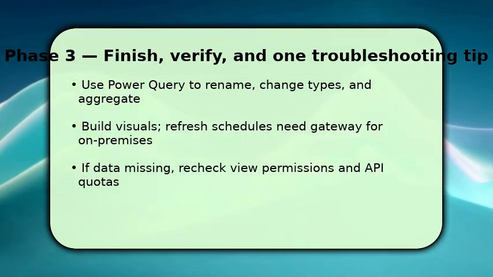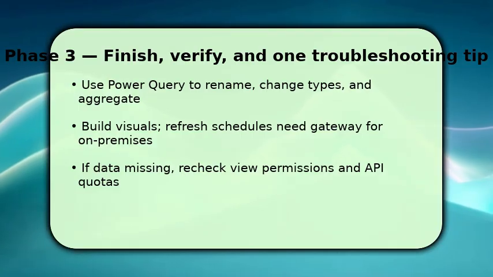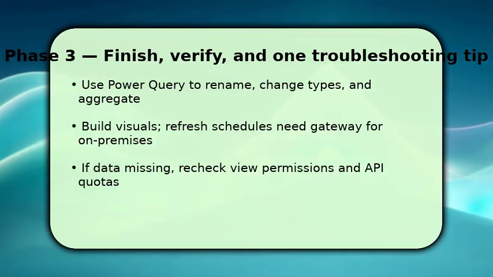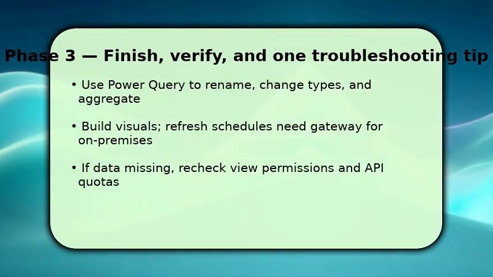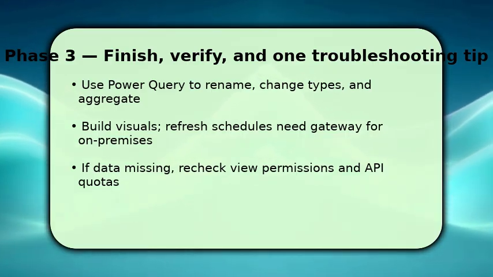If something goes wrong, check view permissions, OAuth token validity, and API quota limits. These are the usual causes of missing rows. If necessary, re-authenticate and rerun the query to confirm.